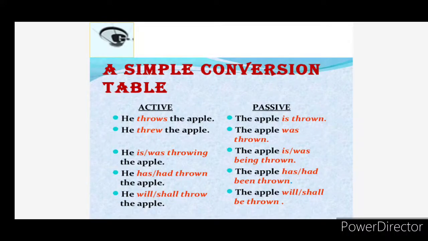He is throwing the apple or he was throwing the apple. I mean present continuous, it can be in past continuous also. So depending upon that, you need to write the apple is being thrown or the apple was being thrown. Similarly, we have he has or had thrown the apple will be changed to the apple has or had been thrown. So here present and past perfect tense have been used.